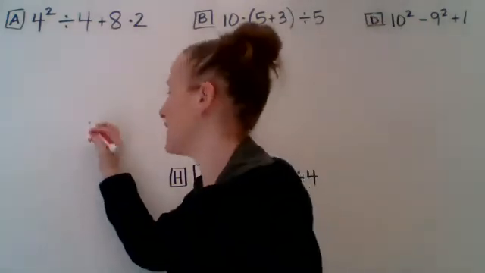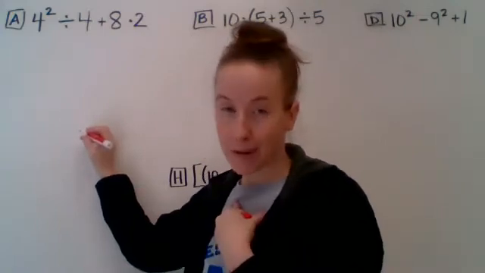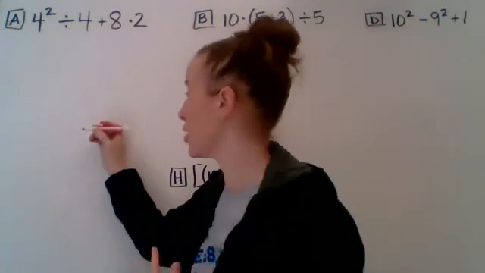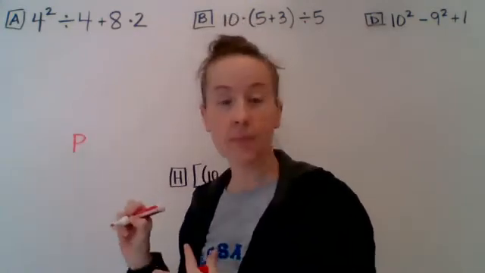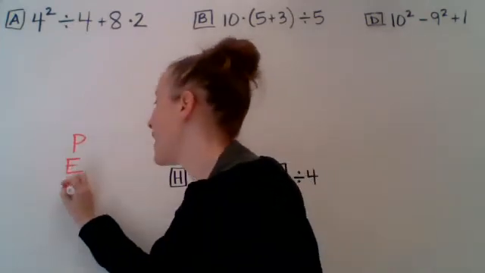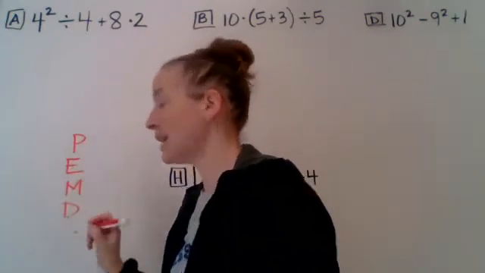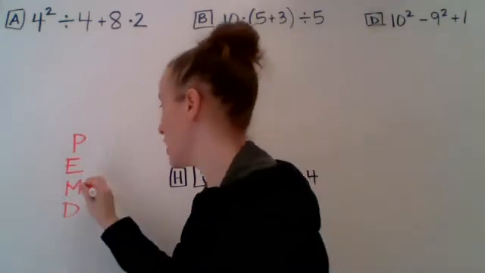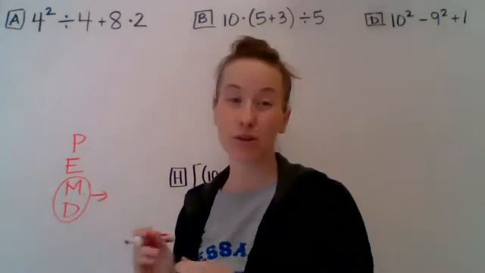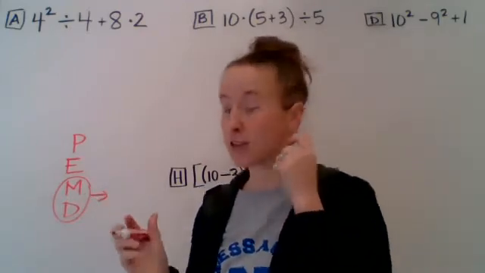So I'm going to write what I would write on my paper. This is a way that makes sense for me, but you can edit or change it in a way that works for you. I always start with the letter P for parentheses. E is below that for exponents. Then I do MD, so multiplication and division. I like to circle them because they're a family, and I like to put an arrow to remind myself to solve that family left to right.